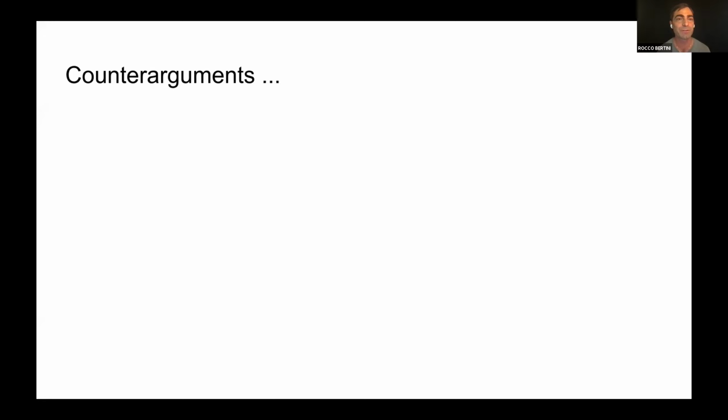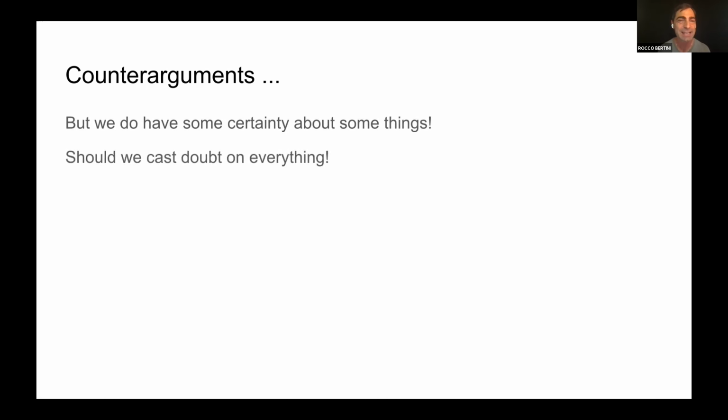Of course, there are a number of counterarguments people can come up with. That's partly why I don't hold these beliefs too strongly, right? But do we have some certainty about some things? Of course we do, right? We don't think that the earth is flat, right? Should we cast doubts on everything? Not at all, not at all.